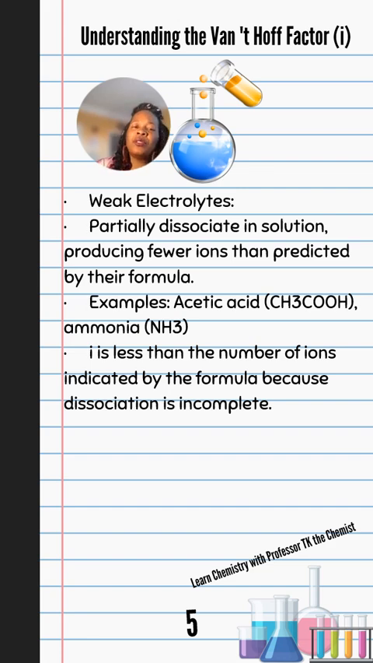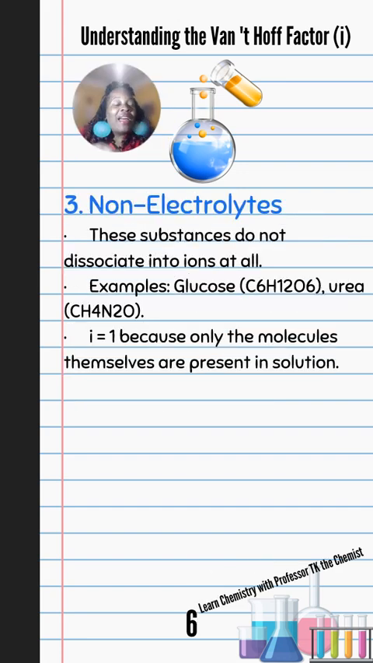What about those weak electrolytes? Well, they partially dissociate in solutions, producing fewer ions than predicted by their formula. So if you have like acetic acid or ammonia, the i is less than the number of ions indicated by the formula because their dissociation is incomplete. Statement number 3, non-electrolytes. These substances do not dissociate into ions at all. So again, you have examples like glucose or urea. Their Van Hoff factor will be 1 because only the molecules themselves are present in solution.